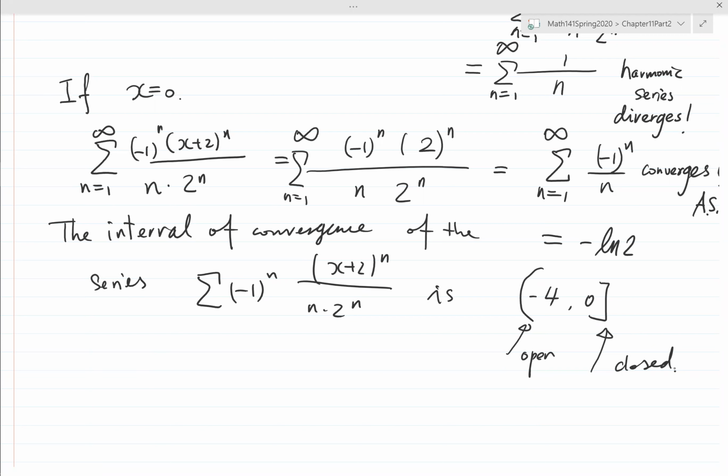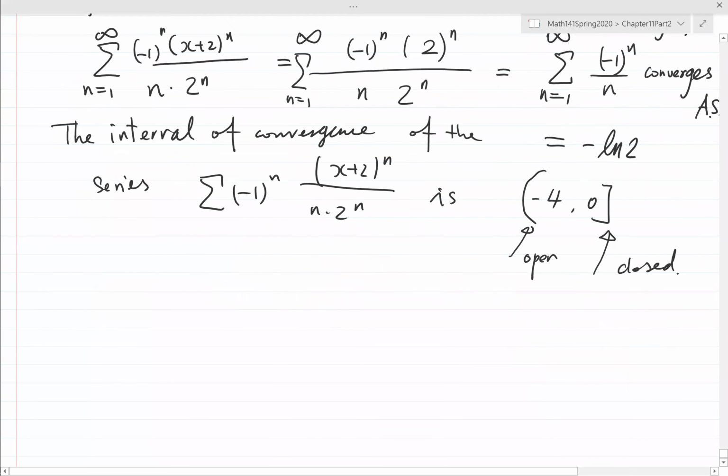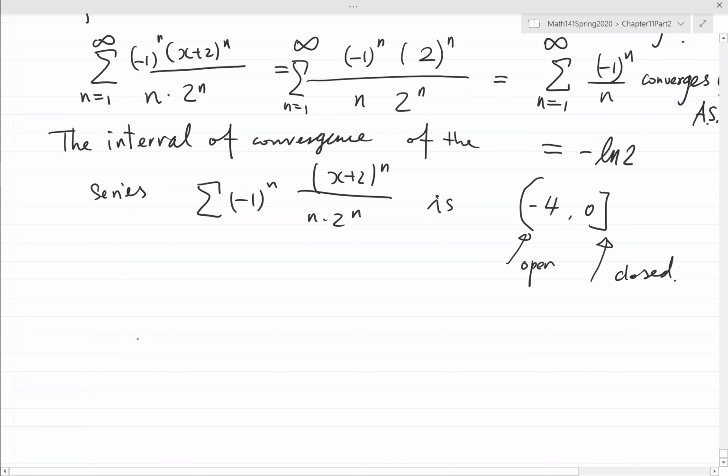Okay, so this is this example. Okay, maybe one more example.